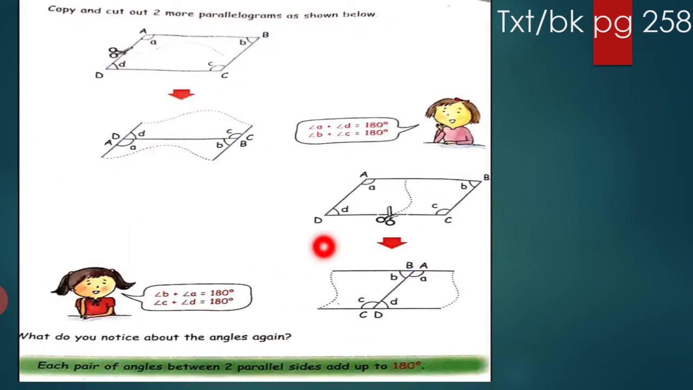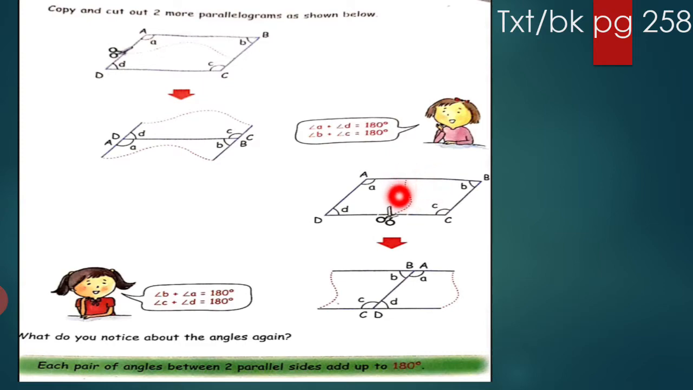Here is textbook page 258, students. Again, a parallelogram ABCD is given to you. You have to label it, cut this parallelogram according to the given direction, and match the cuttings in this way. After that, you will come to know that angle A plus angle D adds up to 180 degrees. Similarly, angle B and angle C add up to 180 degrees.